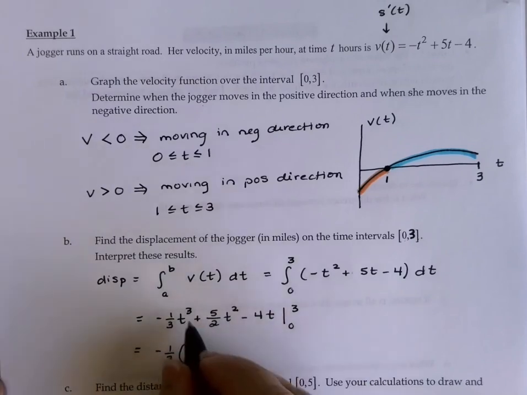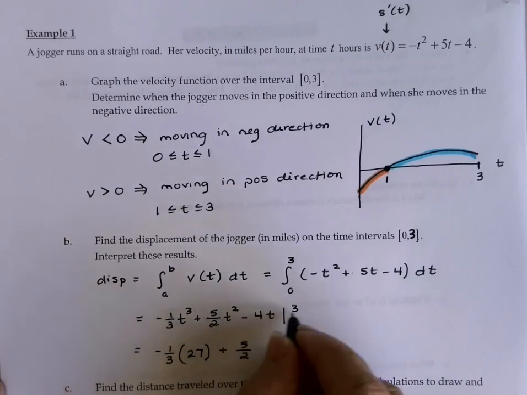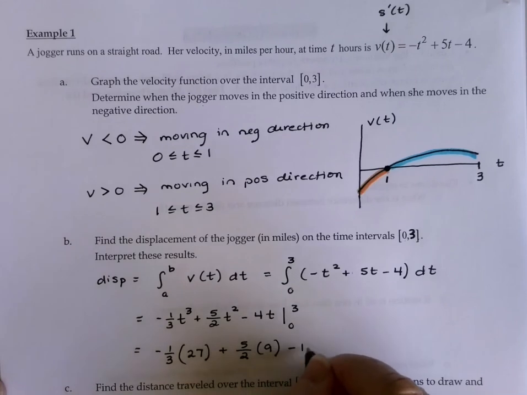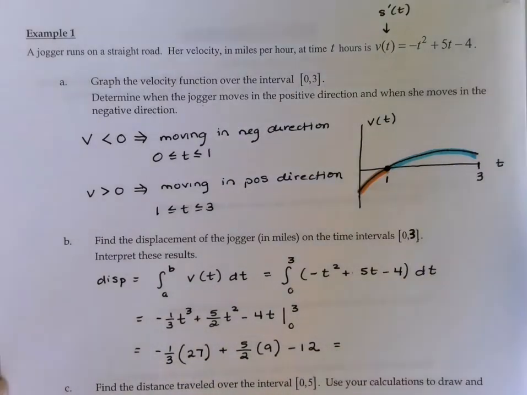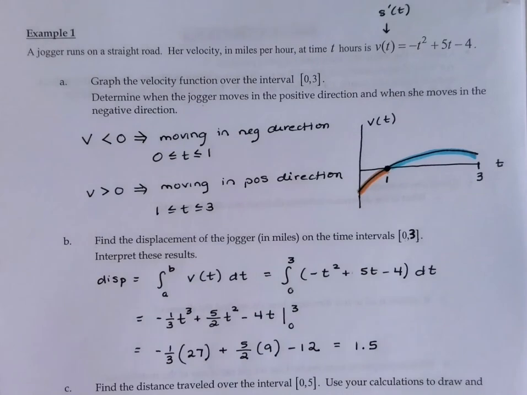which is negative 1/3 times 3 cubed, 27, plus 5/2 times 3 squared would be 9, minus 12, and I'm getting 1.5 for that. So as far as interpretation, I guess that's miles, so over the first 3 hours, the jogger is going to end up 1.5 miles from where she started.